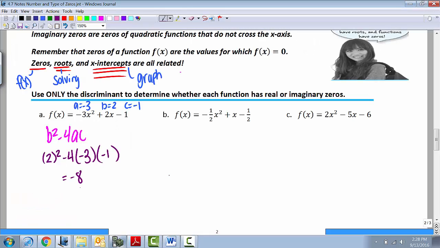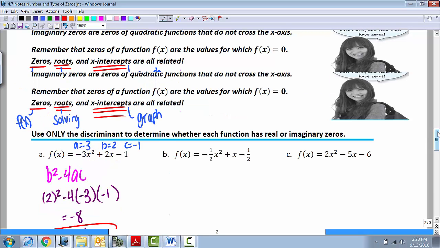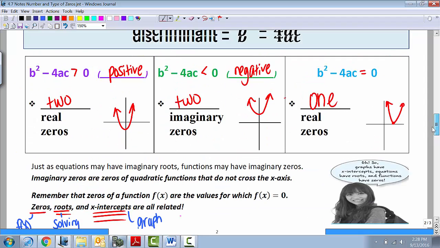Here's the most important part. Look back at your chart that we just made. What does it mean if we have a negative discriminant? How many and what kind of zeros am I going to have? Two imaginary. Good. We've got to learn this first. How did you get to imaginary? I will show you. Make sure you're paying attention. Okay, so let's scroll up. Our discriminant was negative.